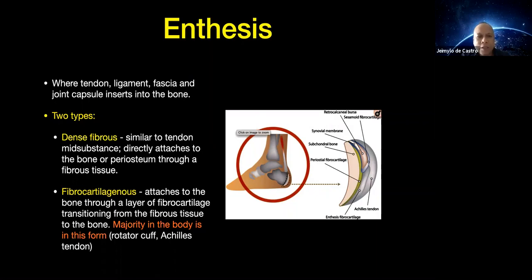What are the differences? The dense fibrous is similar to the tendon's mid-substance. It directly attaches to the bone or periosteum through a fibrous tissue. And the fibrocartilaginous attaches to the bone through a layer of fibrocartilage transitioning from the fibrous tissue to the bone. And this is where the majority of our tendons are attached, like your rotator cuff or your Achilles tendon.